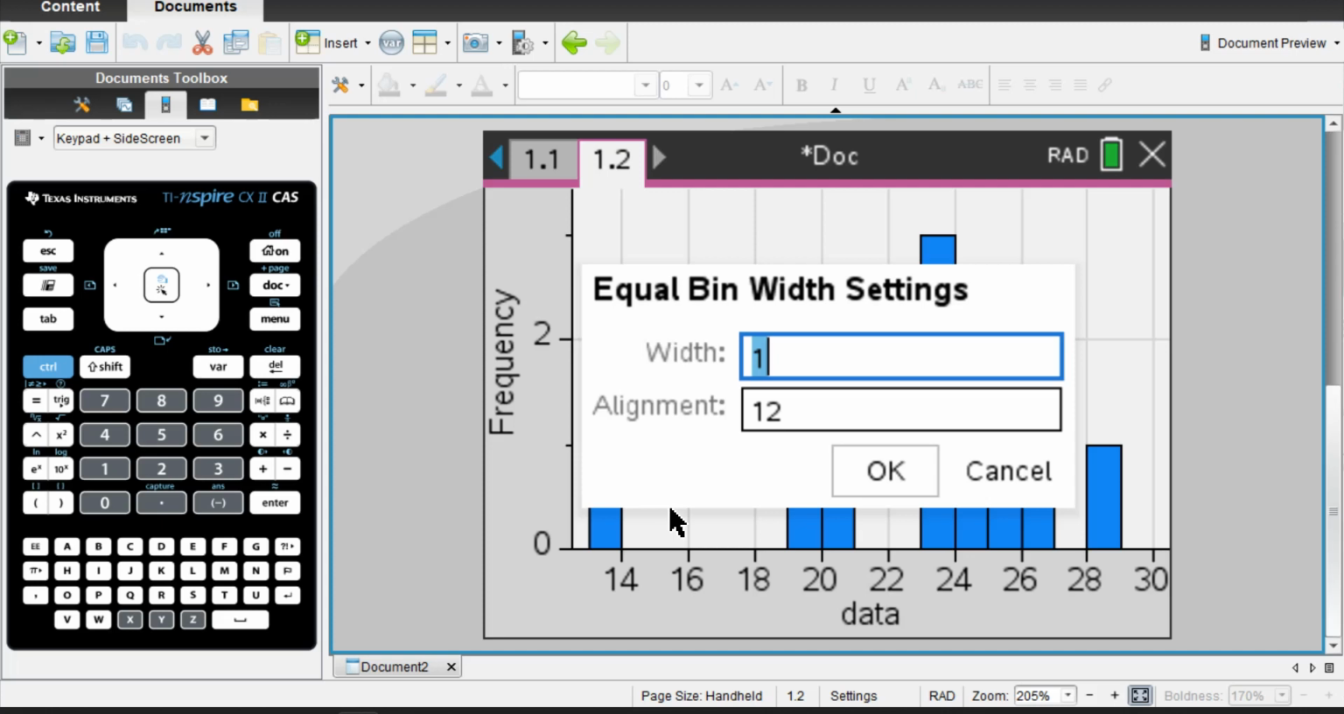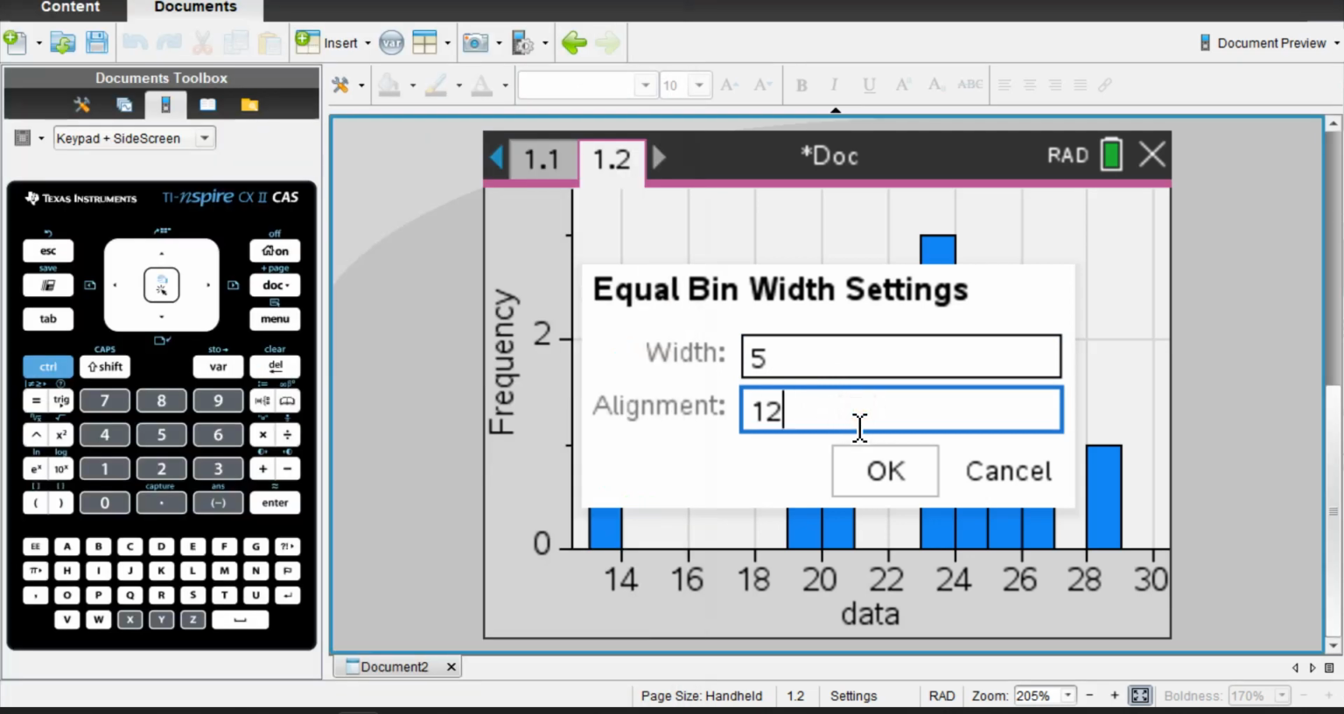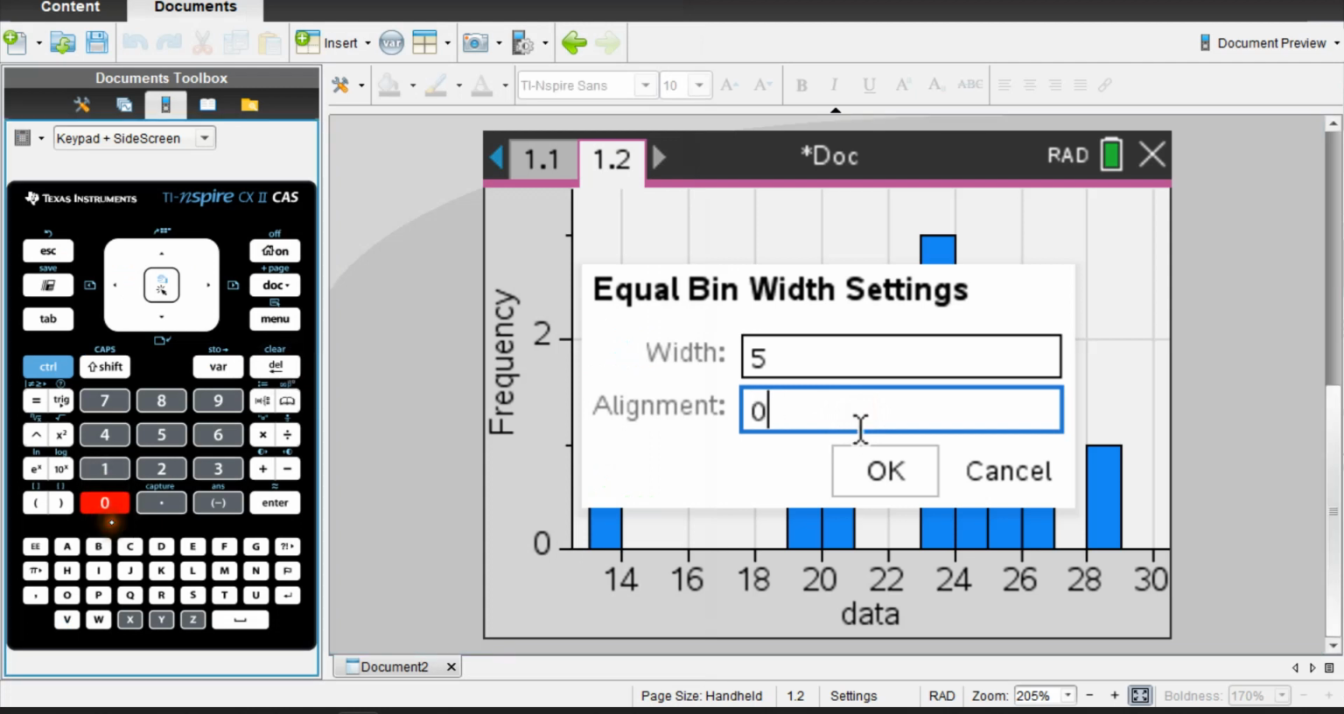So if I wanted, for example, intervals of 5, my width is the interval, and alignment is where it starts. So if I want intervals of 5, I go with 5, and alignment is where it begins. If I look at my data, the smallest number is 13. So I might just say, all right, I want to start at 10. So make that alignment 10.